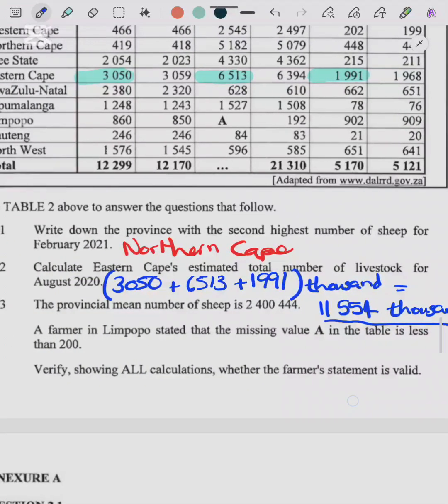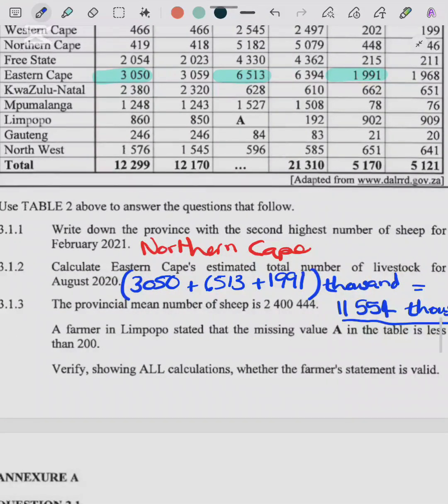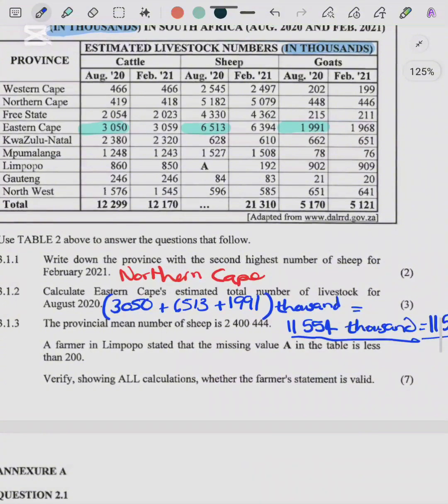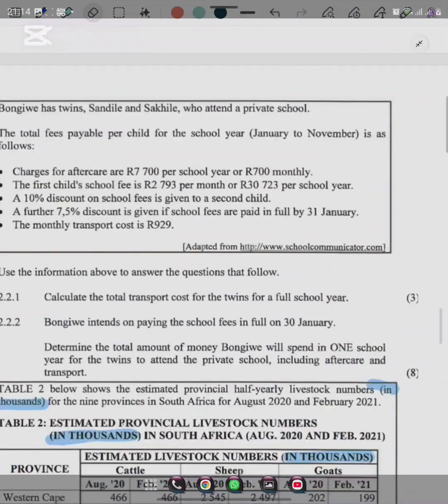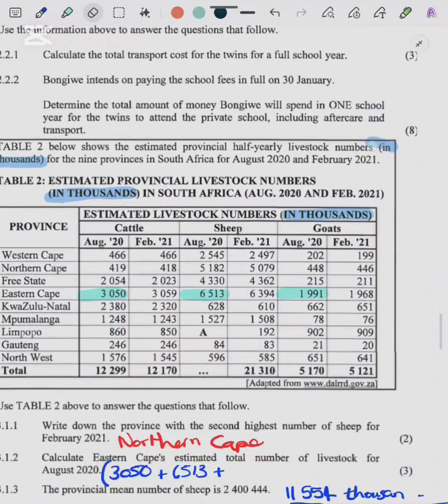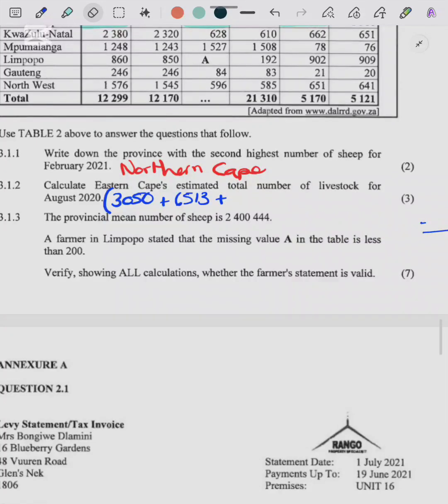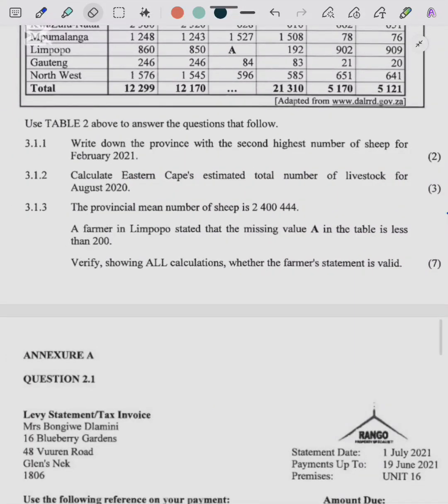All right. And then our last question over here, I'm just going to remove this question from the last one. There we go. They tell us here that the provincial mean number of sheep is 2,400,444. A farmer in Limpopo therefore stated that the value of A is less than 200. Verify whether this farmer's statement is valid.